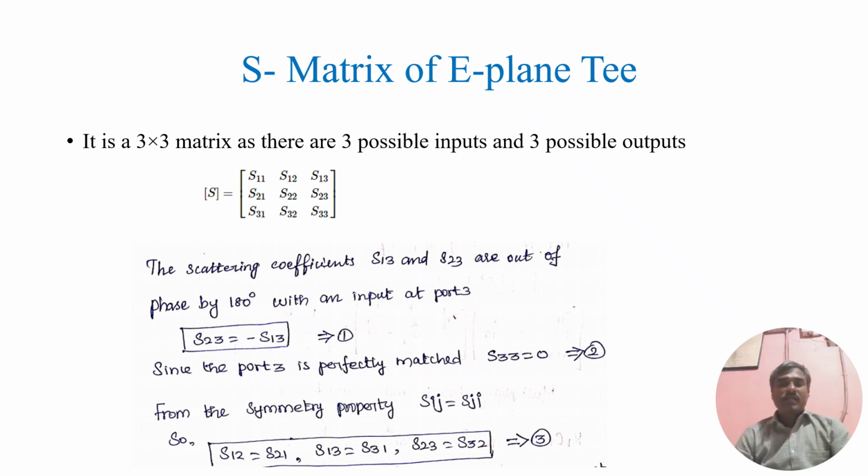Initially, consider that the scattering coefficients S12, S13 and S23 are out of phase by 180 degrees with the input ports. So we can write S23 equal to minus S13. Since the ports are perfectly matched, S33 equal to 0. Then by using the symmetry property, we can write Sij equal to Sji. That means we can write S12 equal to S21. Similarly, S13 equal to S31 and S33 equal to 0.